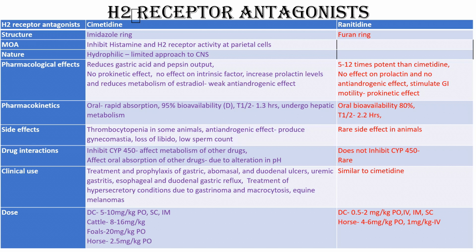Then clinical uses: similar clinical uses are there for ranitidine, for treatment and prophylaxis of gastric, abomasal and duodenal ulcers, uremic gastritis, esophageal and duodenal gastric reflux, treatment of hypersecretory conditions due to gastrinoma and mastocytosis, and equine melanomas. So it can be used for similar purposes. The dose in case of dog and cat is 0.5 to 2 mg per kg.